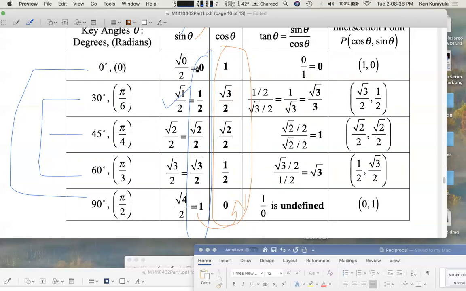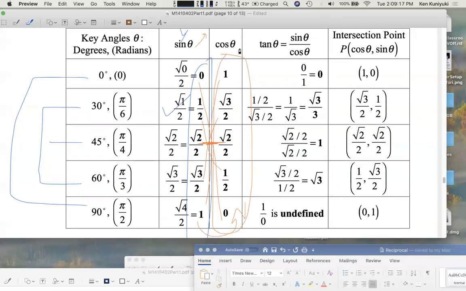Sine of 0 degrees equals cosine of 90 degrees. Sine of 30 degrees equals cosine of 60 degrees. Sine of 45 degrees equals cosine of 45 degrees. The sine and the cosine for 45 degrees are equal. Sine of 60 degrees equals cosine of 30 degrees, and sine of 90 degrees is cosine of 0 degrees. We reverse the sine column to get the cosine column. And that's because these pairs are complementary pairs and the cofunction identities.